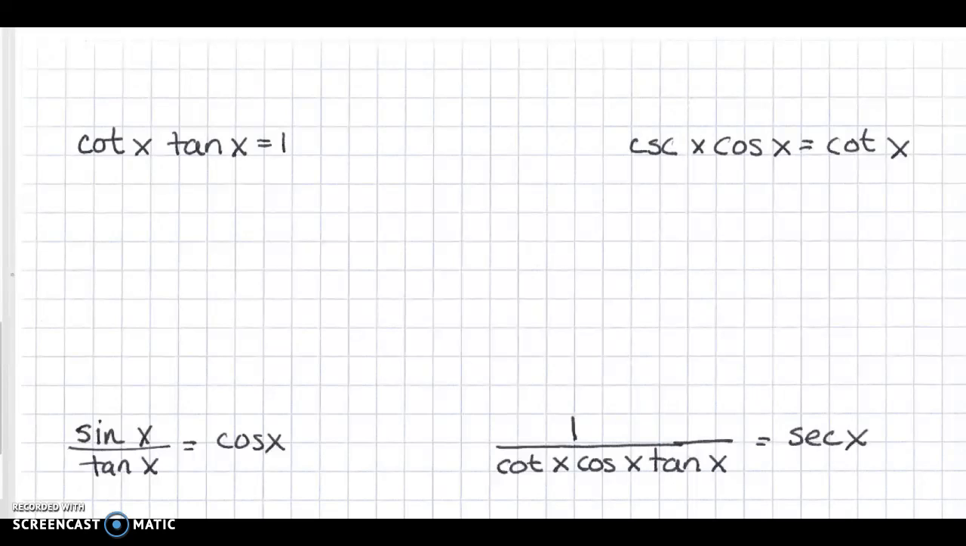Okay, ladies and gentlemen, now let's take a look at examples of proving trig identities. What you want to remember to do when you prove trig identities is you want to get both sides equal to each other. It doesn't matter how they look as long as they're equal. And I think the easiest way to get them to be equal, there's many different techniques.